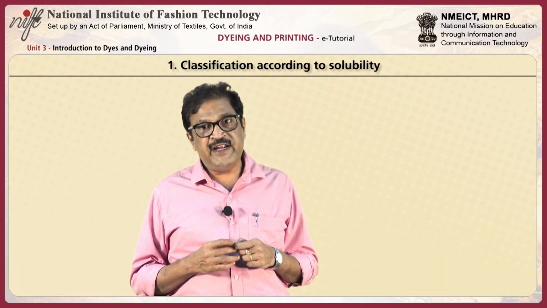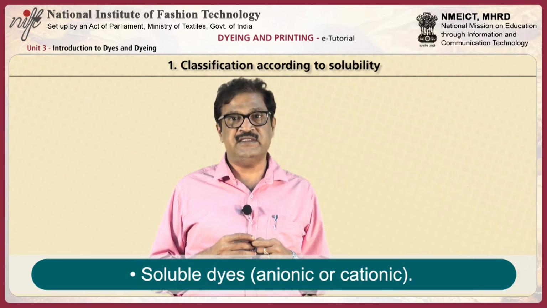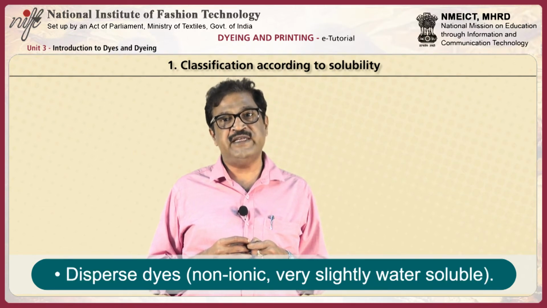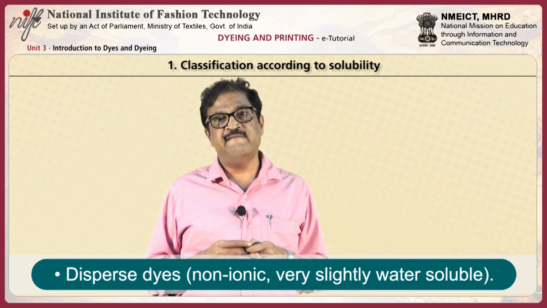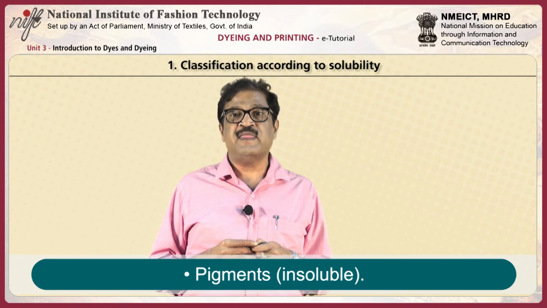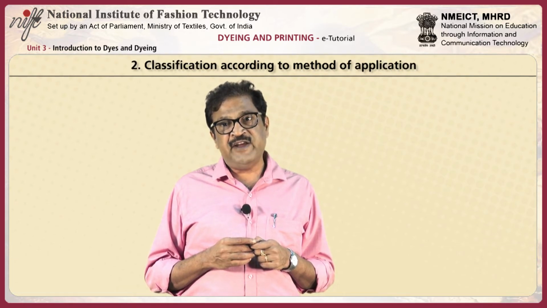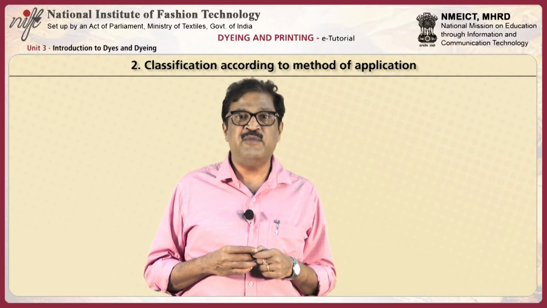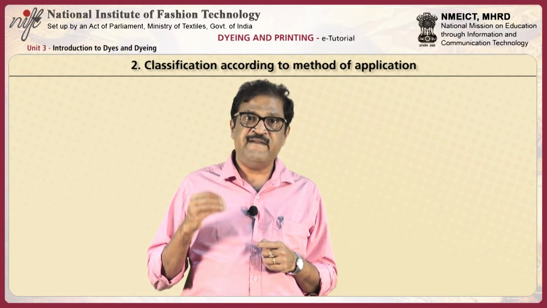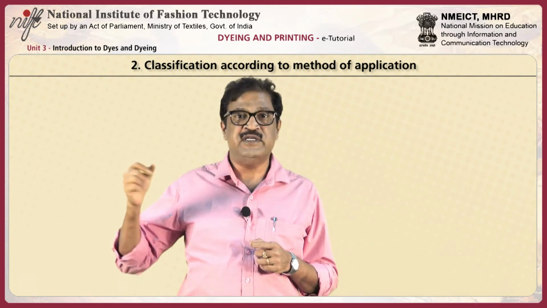Dyes can be classified according to their solubility. One, soluble dyes, anionic or cationic. Two, disperse dyes, non-ionic, very slightly water soluble. Three, pigments, insoluble. Dyes can also be classified according to the method of application. In this case, for the method of application, we are primarily focusing on various types of fibers.